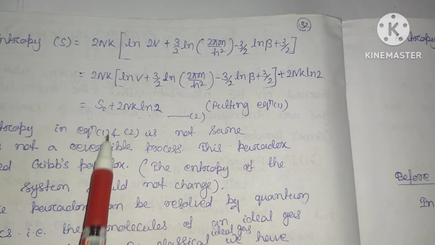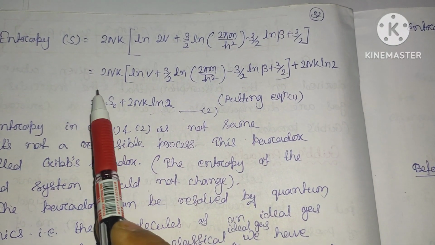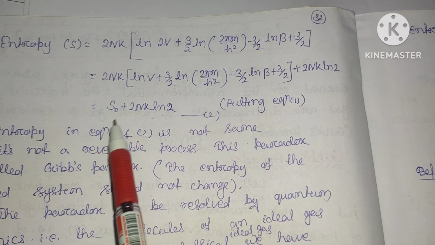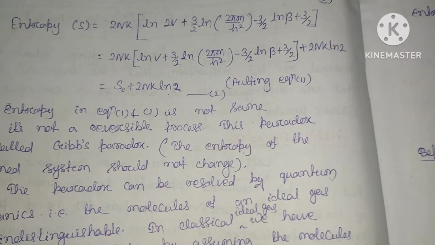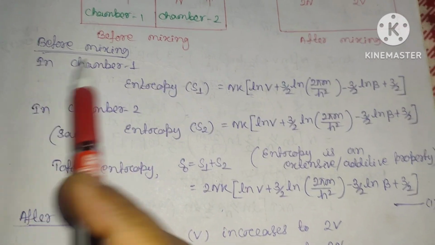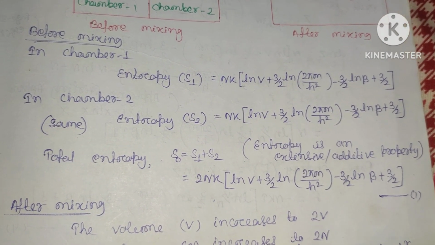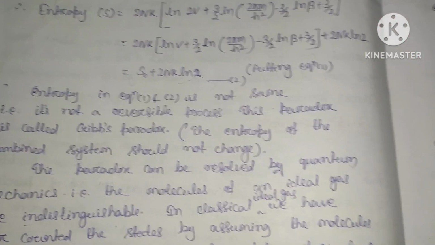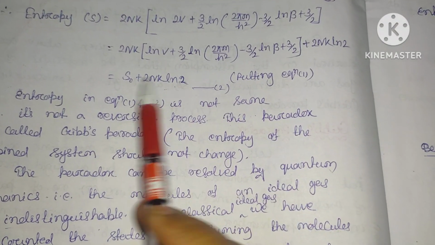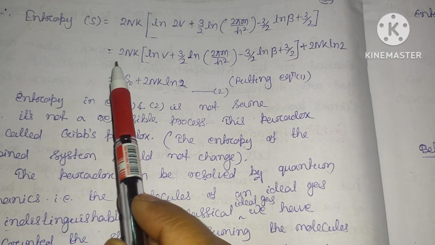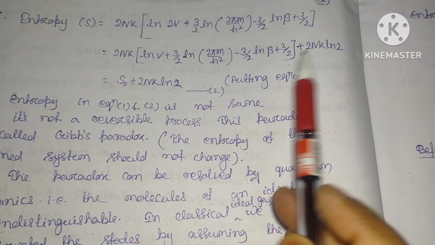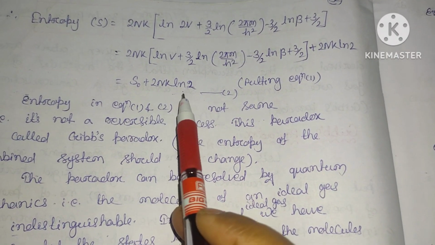Clear? So the first part of it is S0. S0 means the entropy before mixing, which we have just calculated. S0 will be equal to this much, so here we have put 2Nk ln V and the rest, plus 2Nk ln 2.